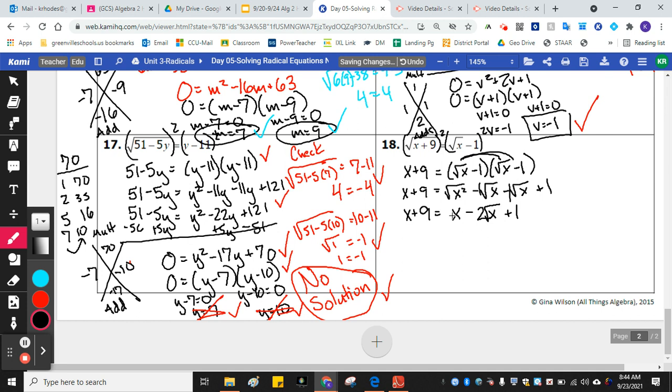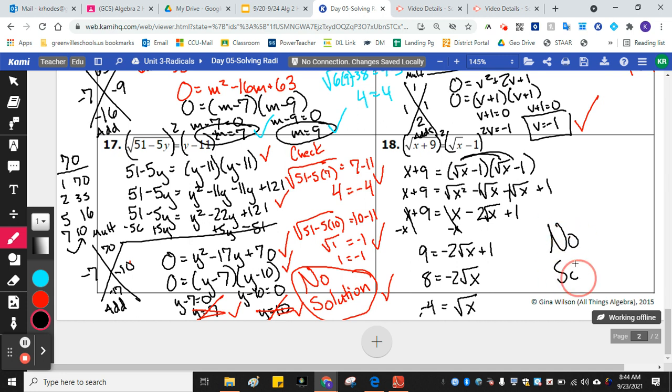Now we're in a different square root. We're going to isolate this square root by subtracting over x. They cancel out. Subtract over 1, I get 8. Divide over by negative 2, I get negative 4. This can't happen. I can't have the square root of a negative number, so no solution. You can keep going, but here you can tell it's not going to be a solution.